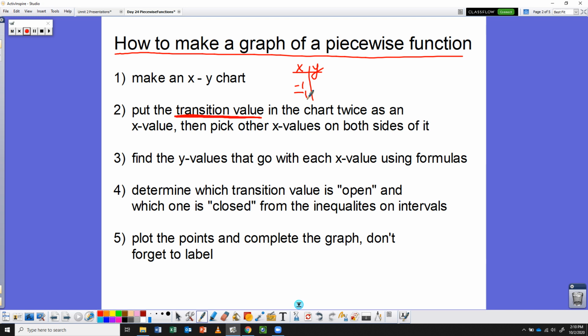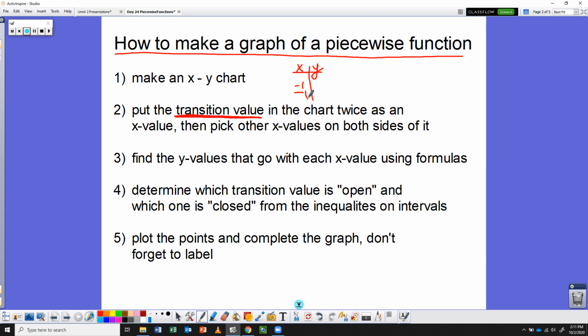The third step would be to find all the y values that go with all the different x values that you picked. Now remember, as you're trying to find the y values, you're doing evaluation. So you first have to think about which formula it belongs in, and then do the substitution and work out the math properly. Step 4, you want to determine which one of the points at the transition value is open and which one is closed, from the inequalities and the intervals that you're using. And then fifth and final step, you're going to plot all the points and complete the graph. Don't forget to label your axes and the equation itself.